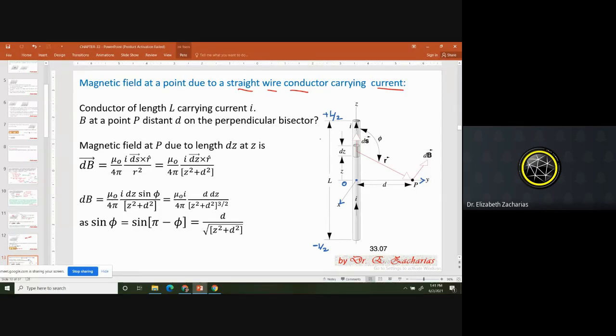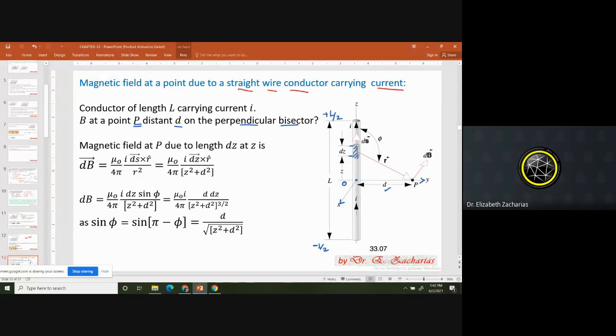I'm interested in finding the magnetic field at a point P on the perpendicular bisector at a distance D. From here, we consider a distance D, take a point P, and find the magnetic field at that point because of this entire wire. As we normally do, take a small length element. This is a small length element that we have, and it is going to have a length dz.